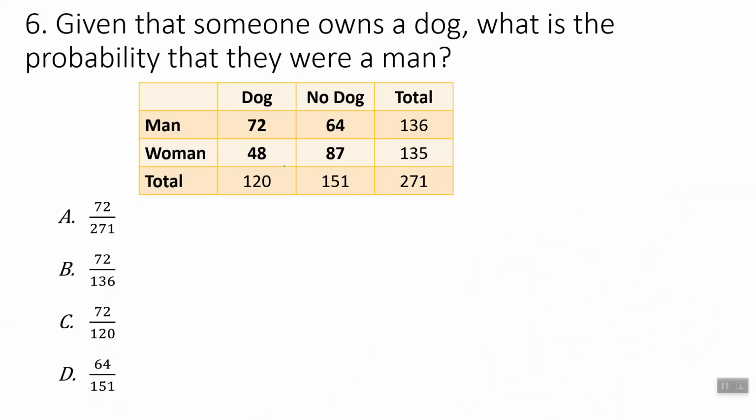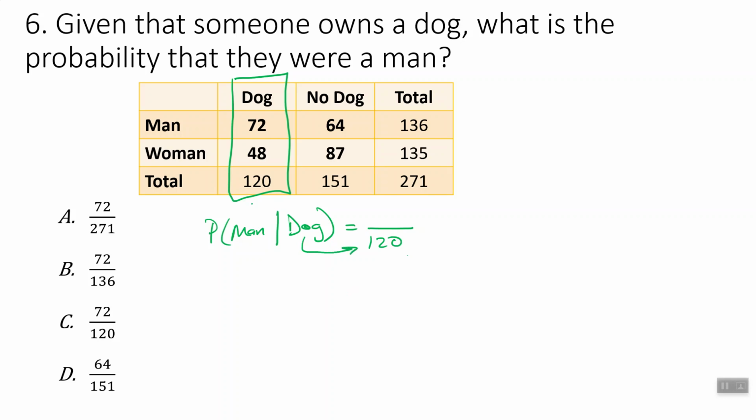All right, so here's our two-way table. Given that someone owns a dog, what is the probability that they were a man? If they say given that someone owns a dog, that means the only part of this table we are looking at are the dog owners. So what's the probability that they were a man given that they owned a dog? Well, the total here is 120. That's the total dog owners. And now we want both man and dog. How many of them are both a man and a dog? Well, that's 72. So it'd be 72 out of 120.